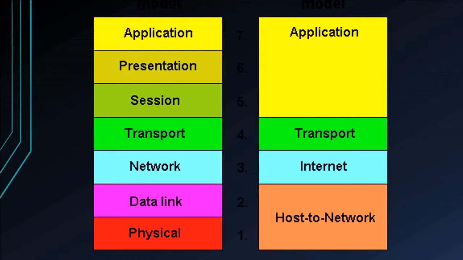For the OSI model on your left-hand side, you have physical, data link, network, transport, session, presentation, application. Find a way to remember it. For me, I remember it as please do not throw sausage pizza away. That's an acronym, but that's what I use. Please do not throw sausage pizza away. And that's how I memorize it, and that's how I remember it even if I'm in class.